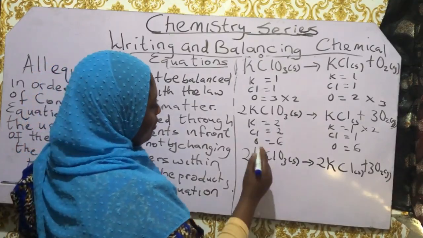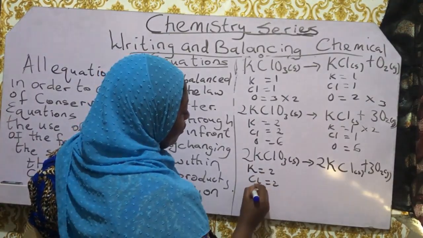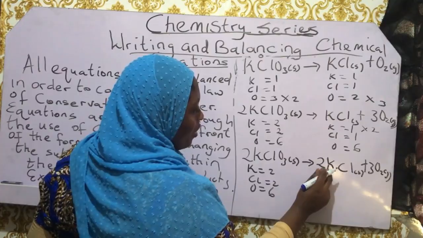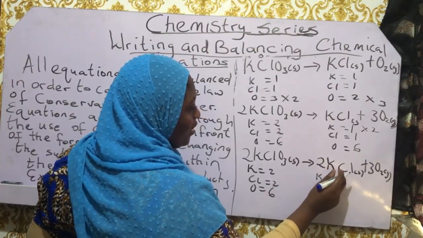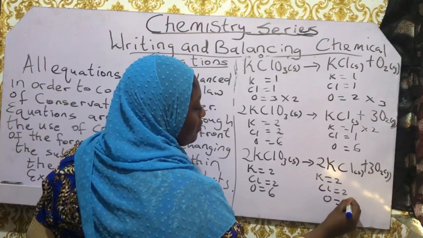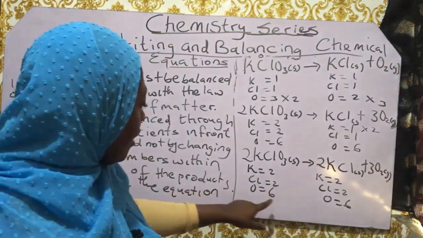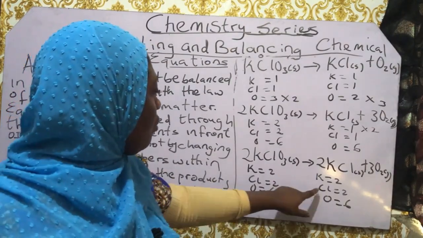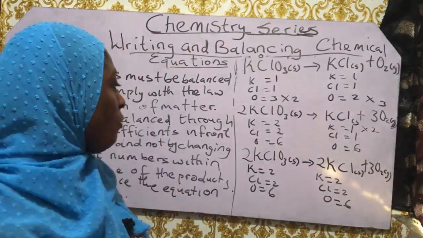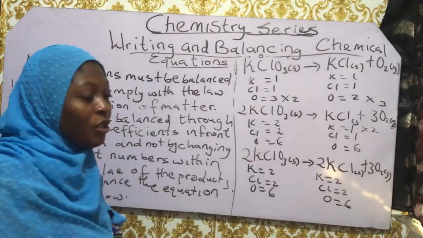So what do we have here? K is 2, Cl is 2, and oxygen 2 times 3 is 6. Potassium, we have 2 times 1, which is 2. Chlorine, 2 times 1, which is 2. And oxygen, 3 times 2, which is 6. So potassium is 2, potassium is also 2 on the product side. Chlorine is 2 in the reactant, chlorine is 2 on the product side. Oxygen is 6 on the reactant, and oxygen is 6 on the product side. So we can see we have the same number of atoms in the reactant and in the product, which shows that our equation is balanced.